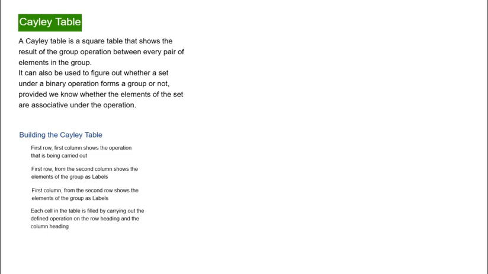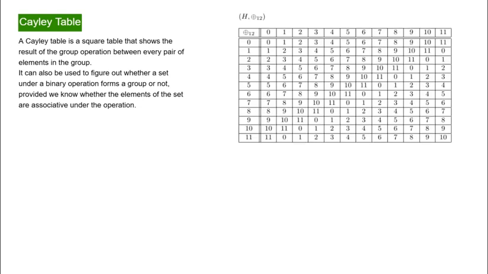So let's actually do this with respect to the two groups that we have already seen. Remember the 12-hour clock and the symmetries of the equilateral triangle. So let's look at the 12-hour clock first. Here, the first row, first column shows the group operation. In the first row from the second column onwards, we write all the group elements, that is, the elements which are there in H.